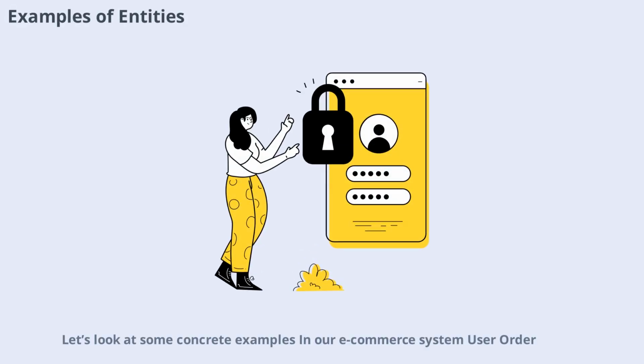Let's look at some concrete examples. In our e-commerce system, user, order, payment, and product are all entities. Each has a unique identifier, like user ID, order ID, payment ID, or product ID, and each goes through its own lifecycle. For example, a user might register, update their profile, or deactivate their account. A payment might be initiated, processed, or refunded. These are all tracked individually by the system, reinforcing their status as entities.